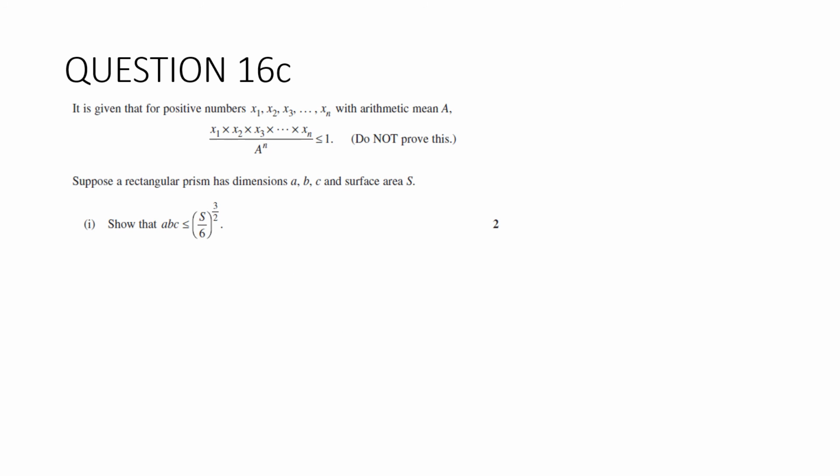16c, it is given for positive numbers x1 through xn with arithmetic mean a, that this is true. Suppose a rectangular prism has dimensions a, b and c and surface area s. Show this inequality. Now, of course, this is the AM-GM inequality, which says that the geometric mean is always going to be less than or equal to the arithmetic mean. You can get it from this, but I always just remember it. Geometric mean is always less than or equal to the arithmetic mean.